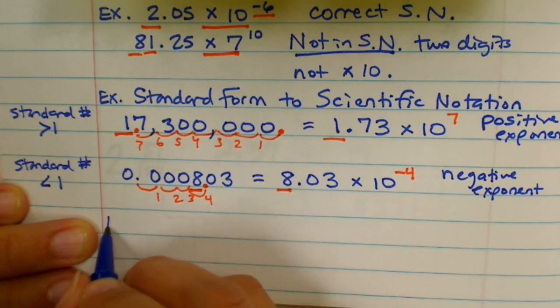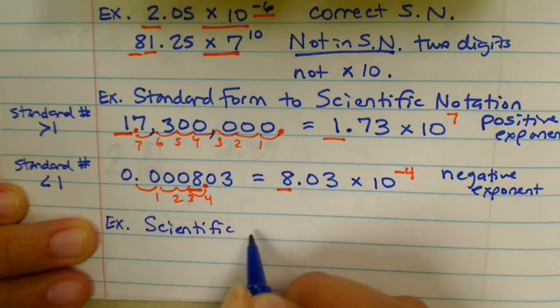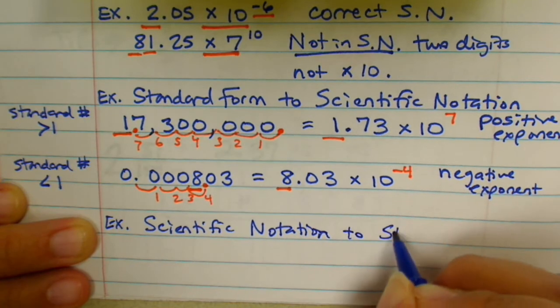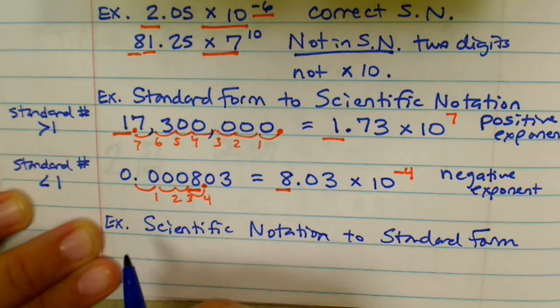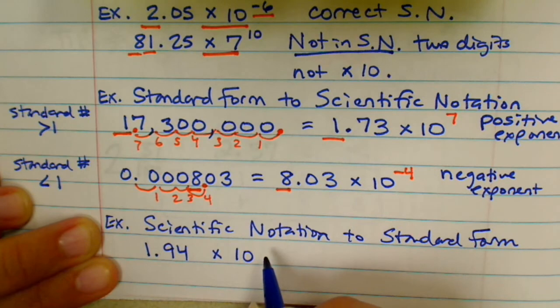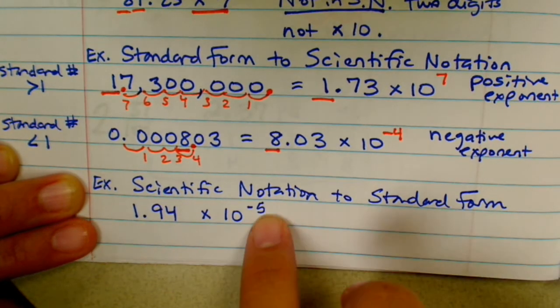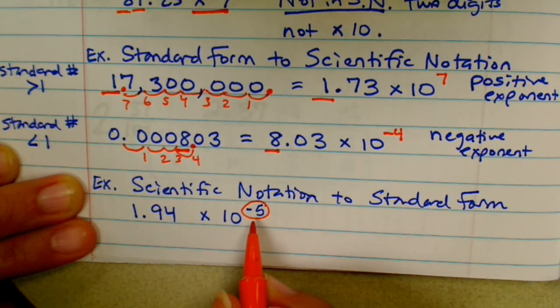Let's go ahead and write a couple of examples on how to go from scientific notation to standard form. All right, let's write down 1.94 times 10 to the -5th power. So I want to write this number in standard form. So I don't want the times 10 and the exponent anymore. So how do I get rid of it? Well, I have to look at the exponent. That tells me which direction to move the decimal, -5.